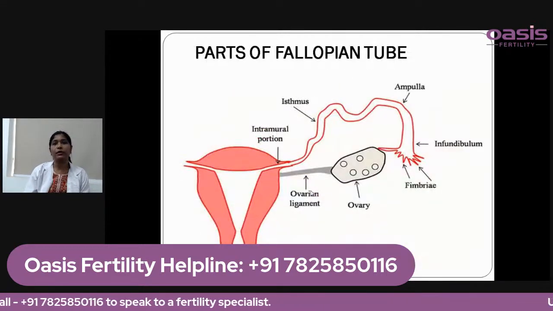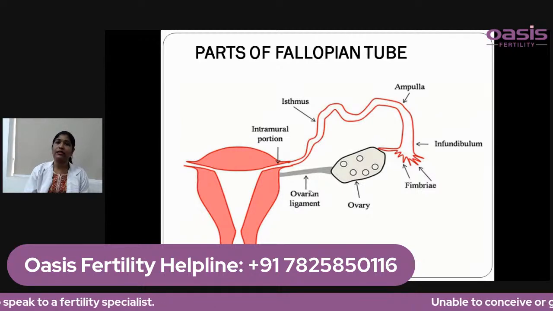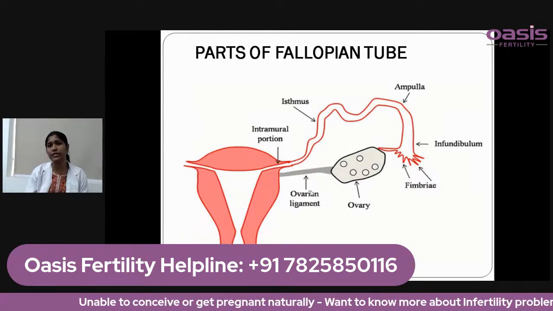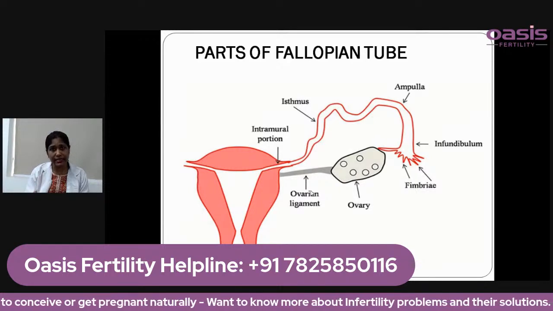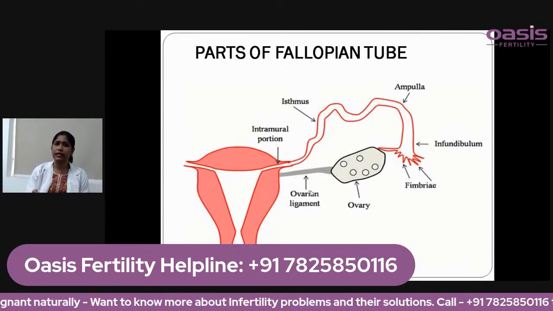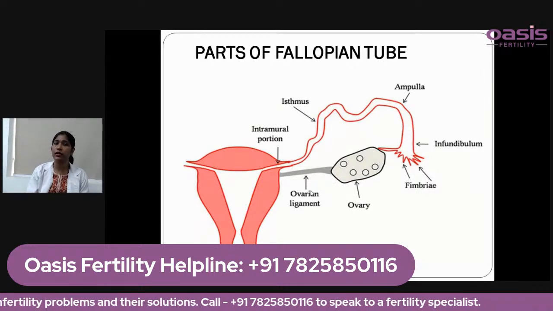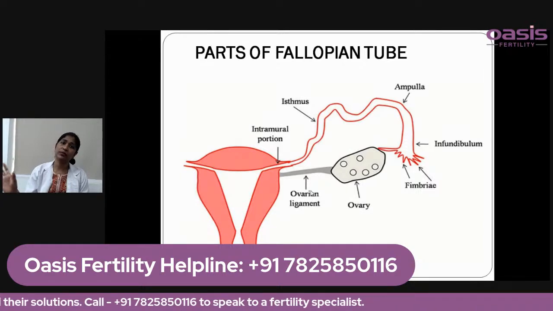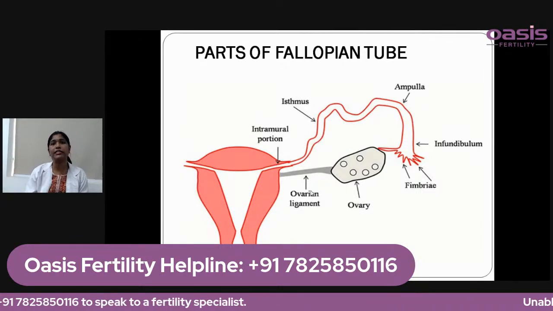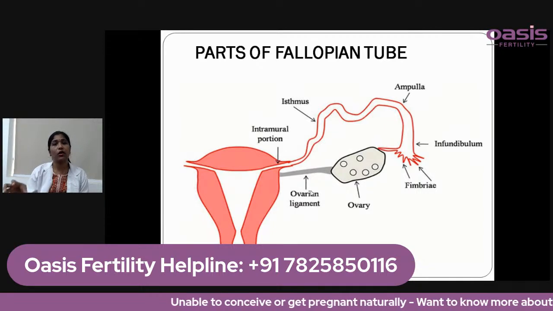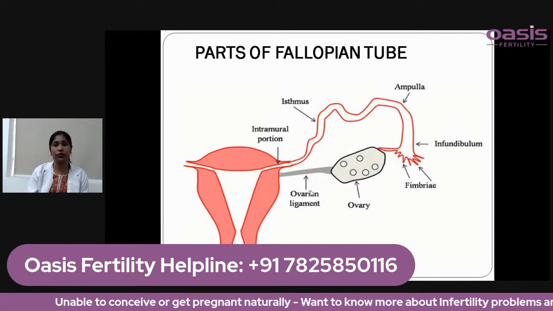The first part of the fallopian tube is the part which is present within the uterus, and it is called the intramural portion. The second part is called the isthmus, and this area is also quite thin and slender. The third part is the ampulla, which is a wider part of the fallopian tube, and the fourth part is present towards the free end, and it is called the infundibulum. The infundibulum has finger-like projections called fimbriae, which are close to the ovaries.